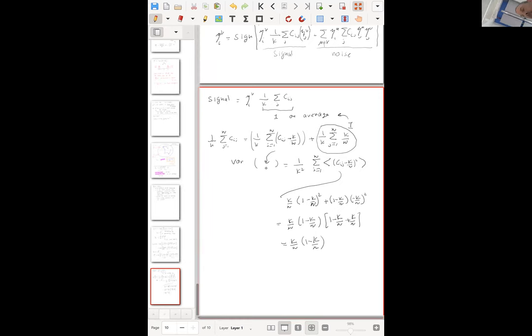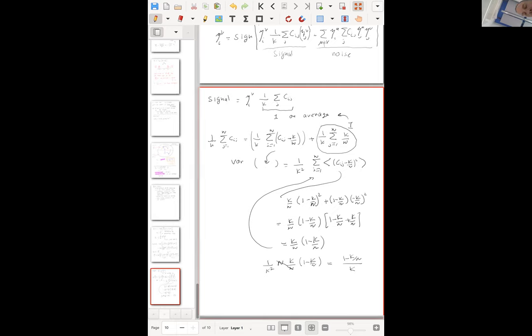So when you plug this back into the sum, you get 1 over nk, 1 minus k over n. This looks wrong to me, times n. So the factor of n comes from the sum, let's be a little more careful. So we have 1 over k squared, we have a factor of n from the sum, and then we have k over n, 1 minus k over n, and the n's cancel, and this is equal to 1 minus k over n divided by k, okay?